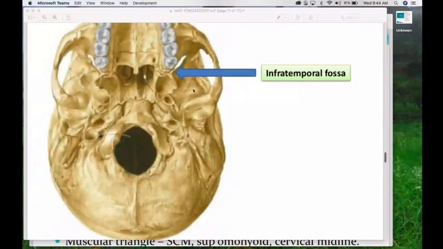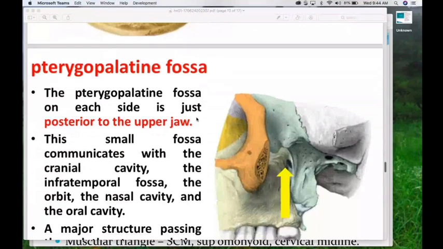Now this one is the infratemporal fossa. Now the pterygopalatine fossa. The pterygopalatine fossa is on each side, just posterior to the upper jaw. This small fossa communicates with the cranial cavity, the infratemporal fossa, orbit, nasal cavity, and oral cavity.